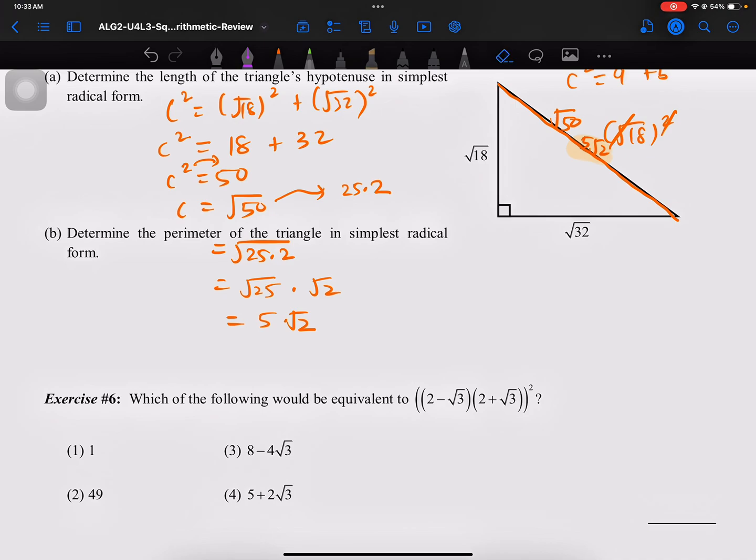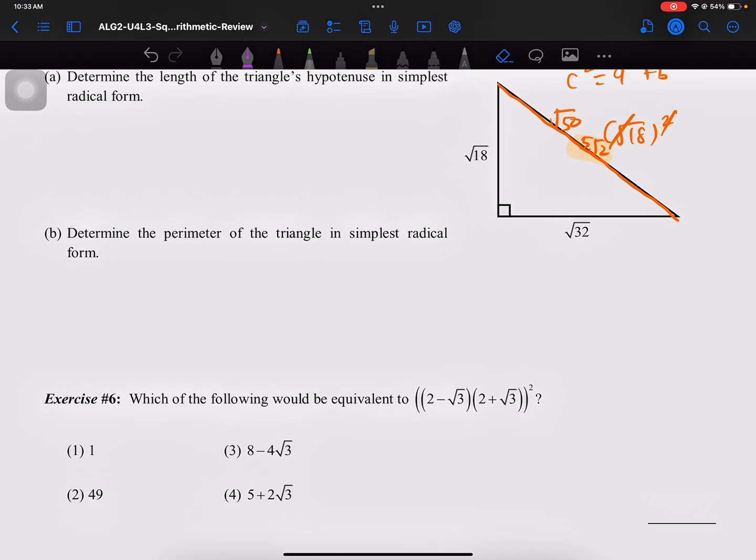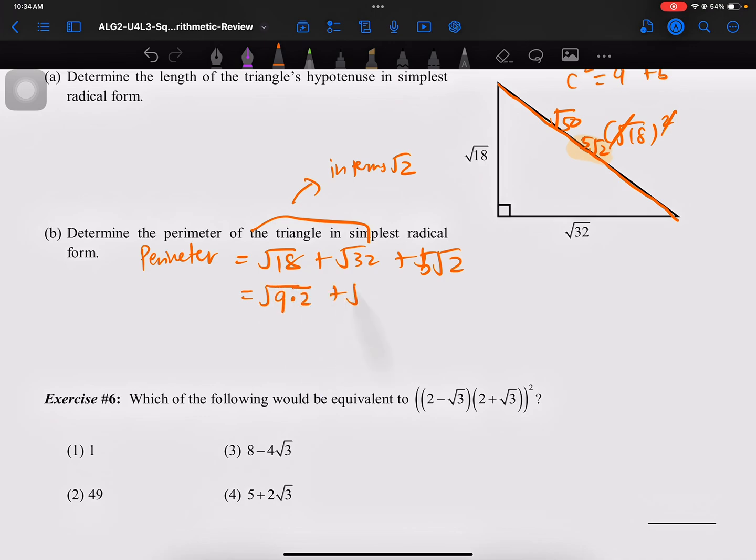Next, we go to perimeter. Perimeter is the sum of all three sides. So the perimeter is equal to √18 plus √32 plus 5√2. So now we simplify these two radicals, so everything is in terms of √2. Okay, this is our idea. So √18 will be √9 times 2, plus √32 is √16 times 2, plus 5√2.